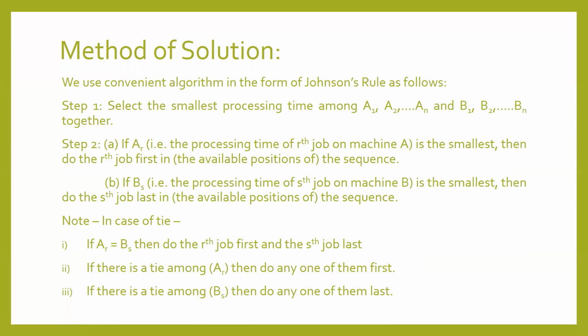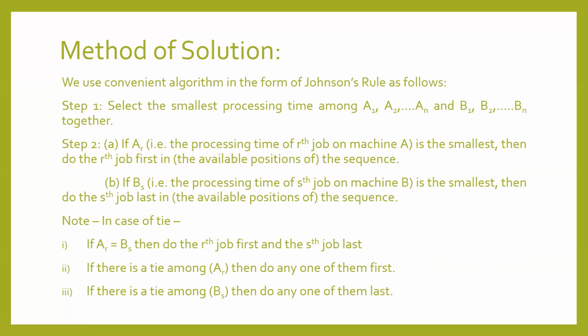Clear? So whatever comes first, if it is the first machine, that is machine A, depending on the sequence. If the job is supposed to be done with B as the first machine and A as the second machine, then we have to use this rule for machine B first and then A, right?